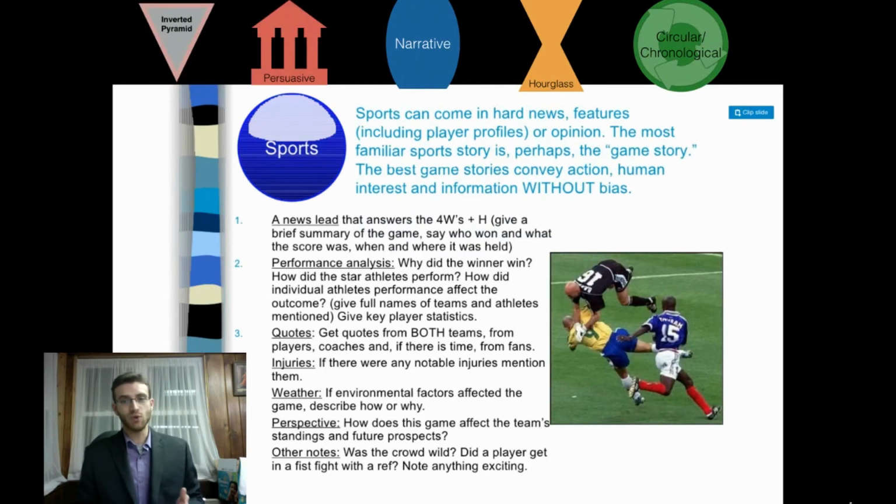Finally, we have sports. And sports are kind of a beast unto its own. It's its own monster here, because sports has taken on a life of its own in that it can actually be all of the others combined. You can easily find examples of sports articles that are hard news. You can easily find narratives. You can easily find features. You can easily find opinion pieces. You can easily find reviews. Sports can be all of these things.